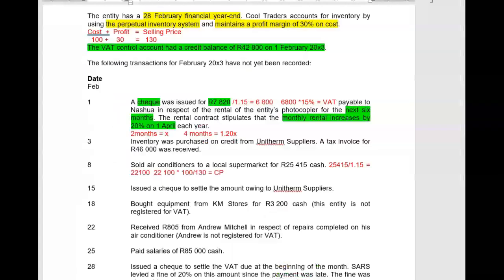Okay. Next one. Bought equipment from KM Stores for 3,200 Rand cash. This entity is not registered for VAT. So KM Stores is not a VAT vendor. Will KM Stores ever be able to issue a tax invoice to us? No guys, they can't, because you have to be a VAT vendor in order to issue a VAT invoice. So that means if they can't issue us a VAT invoice, can Cool Traders ever claim any VAT on that transaction? No, because they're never going to get a VAT invoice.